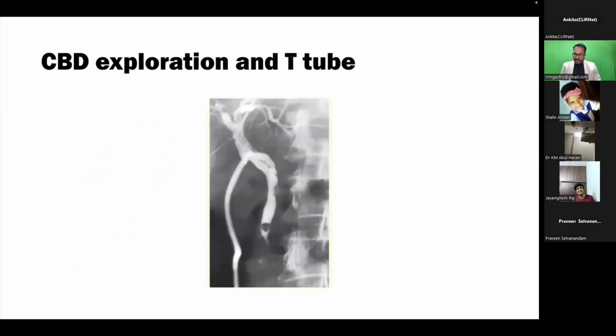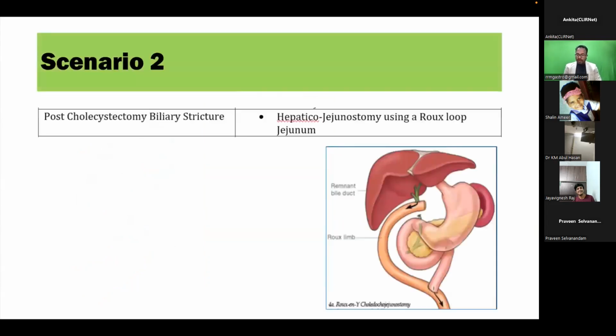So what is this? This is a T tube, and you can see a picture showing a T tube cholangiogram, which shows a missed stone. All these are different topics. So a missed stone in a T tube cholangiogram. All these things will be discussed.